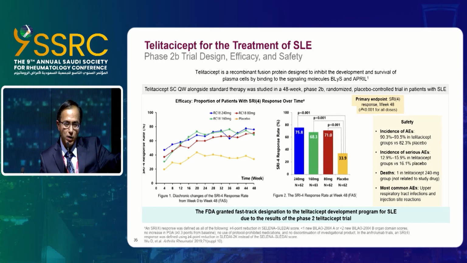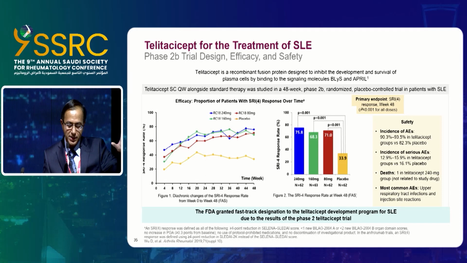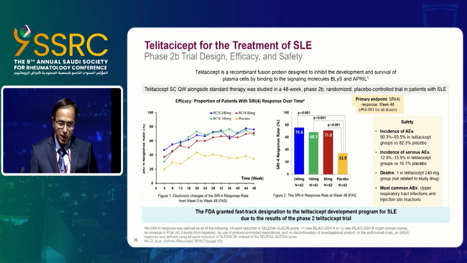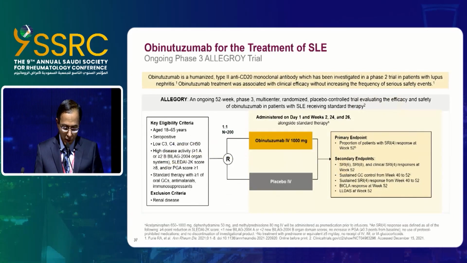And this is telitacicept in lupus, which is a combination of BLyS and APRIL. Remember, Benlysta only blocks BLyS. Telitacicept blocks BLyS and APRIL. And here is the phase 2 data, which looks really promising in lupus.